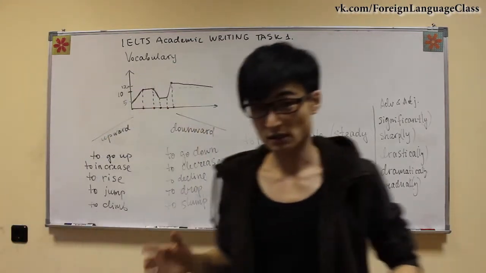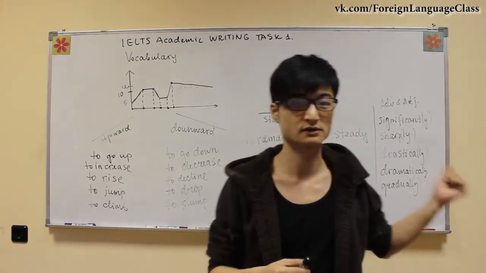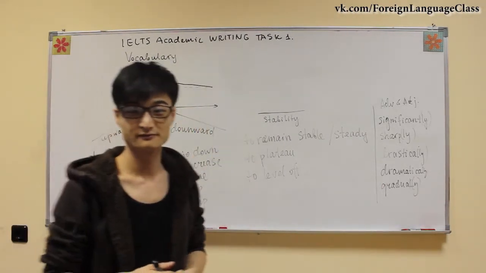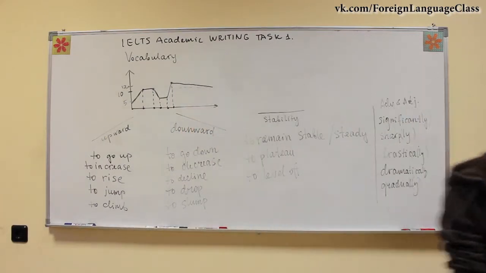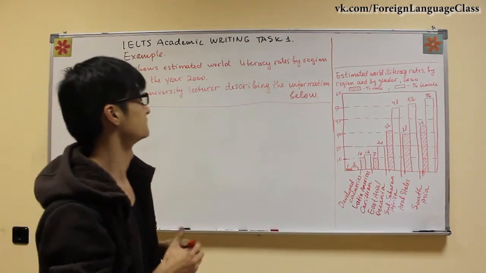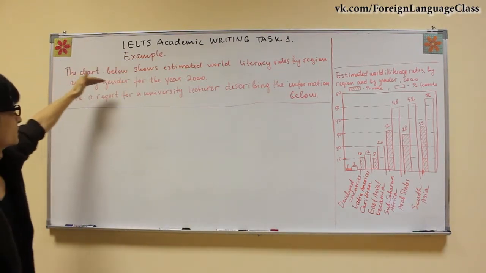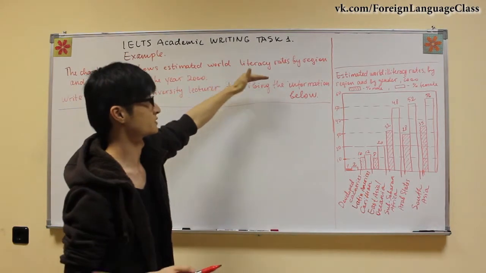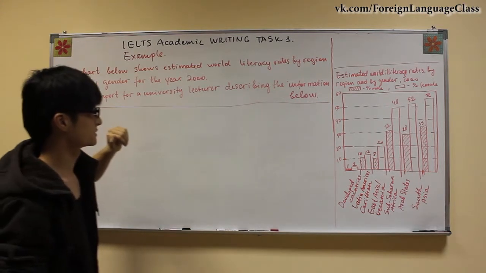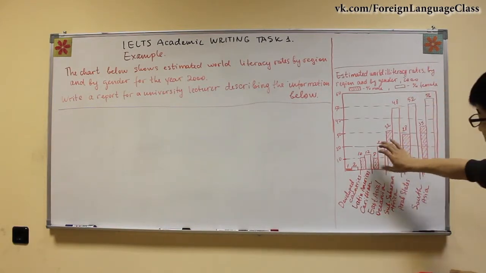Okay? So now I would like to go to a real example of task 1, which I'm going to write right here. Okay, now let's start writing. That's an example of IELTS academic writing task 1. As you see, that's the task. The chart below shows estimated world literacy rates by region and by gender for the year 2000. Write a report for a university lecturer describing the information below. That's the information. Here we have a bar chart.